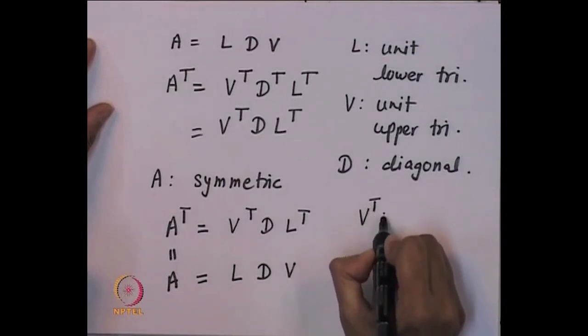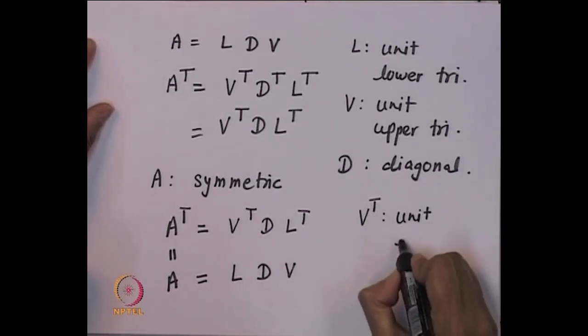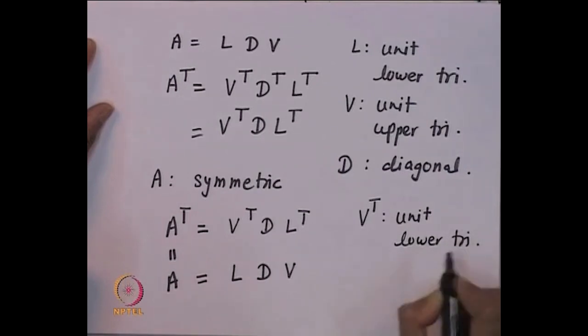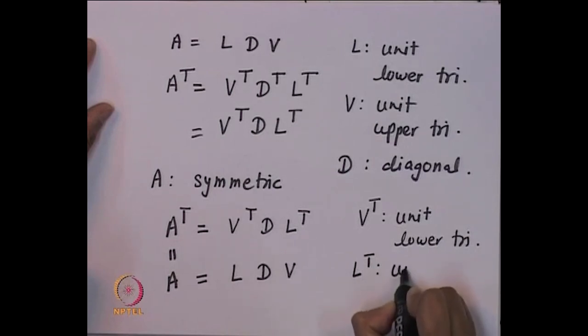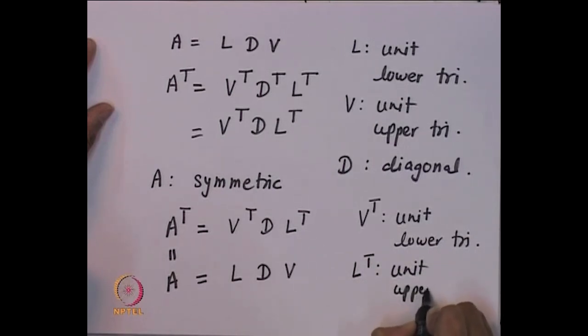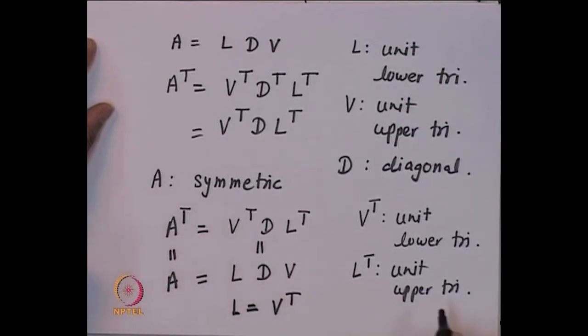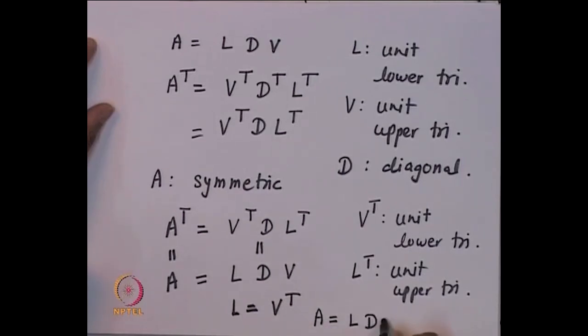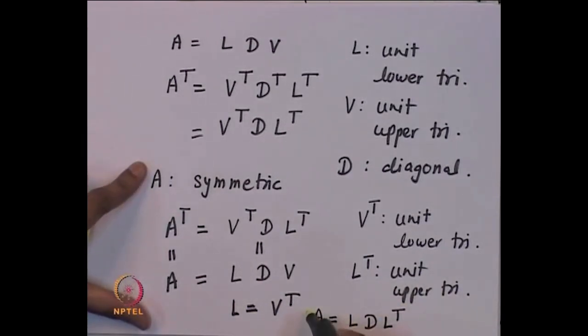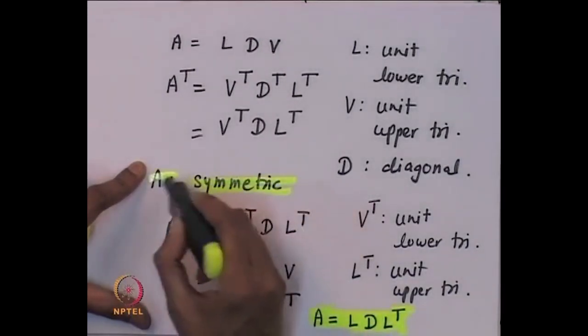Now, V transpose is going to be unit lower triangular. L transpose is going to be unit upper triangular. These two are equal. So, by uniqueness of the L D V decomposition, L has to be equal to V transpose. And thus, for a symmetric matrix, A is going to be equal to L D L transpose. So, we have this provided A is symmetric.